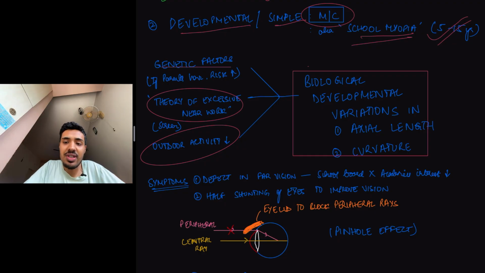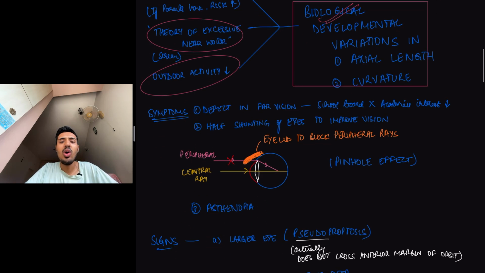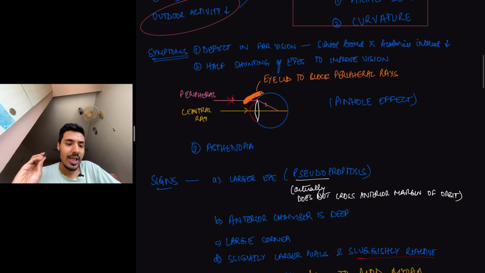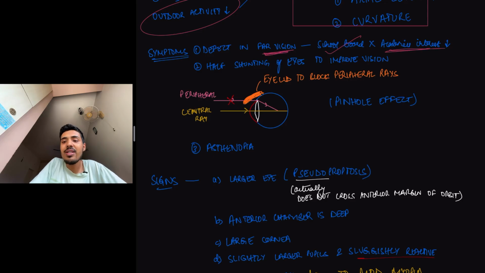So these variations are biological developmental variations in what? Axial length and curvature. So what does the child come with? The child who's sitting in the last bench is no longer able to see the school board. So defect in far vision. So because of that, interest in academics might decrease. Or the child continuously squints their eye, half squints their eyes to look at the board, etc.